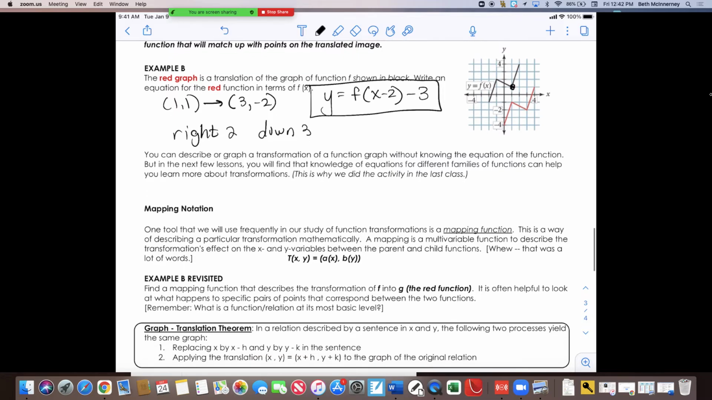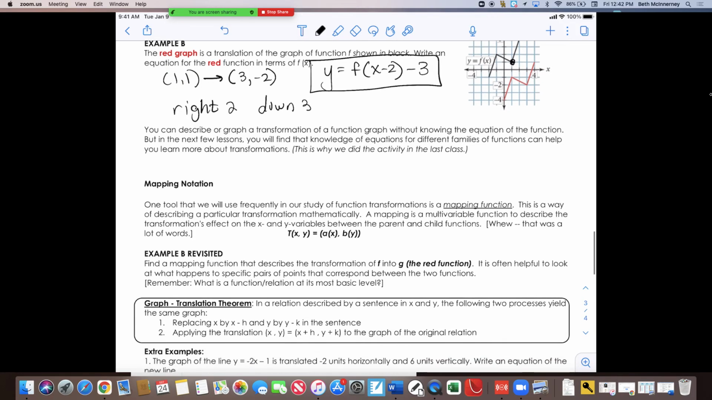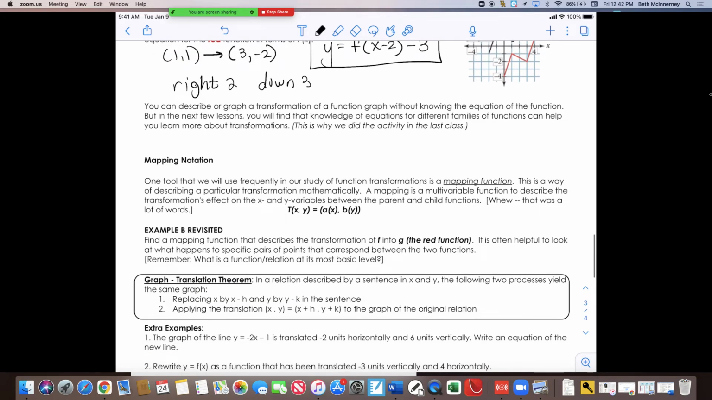All right, we have something called mapping notation. One tool that we will use frequently in our study of function transformations is a mapping function. This is a way of describing a particular transformation mathematically. A mapping is a multivariable function to describe the transformation's effects on the x and y variables between the parent and child functions. All right, so t of x, y gets mapped into a function of x, comma, a function of y.